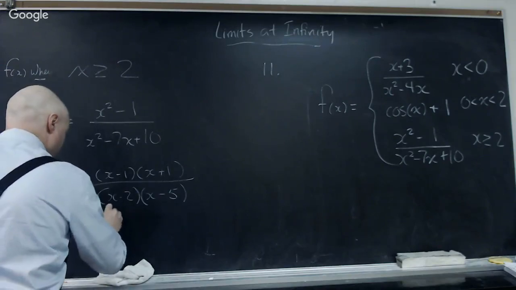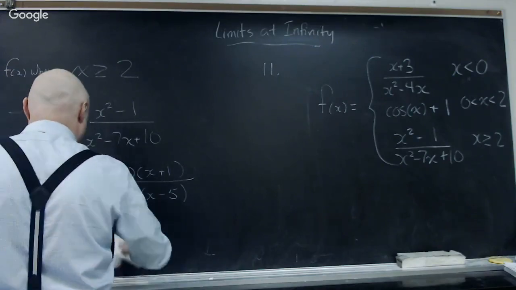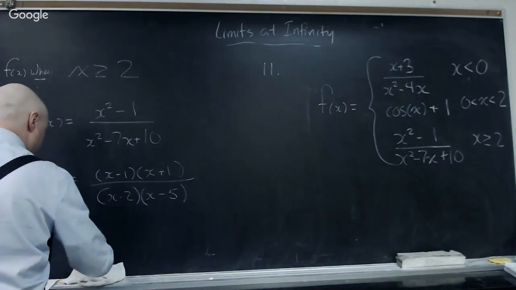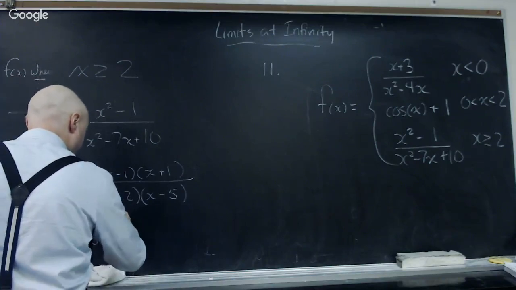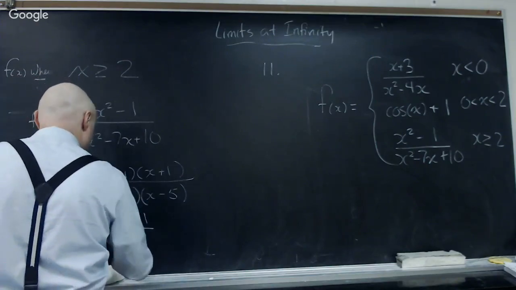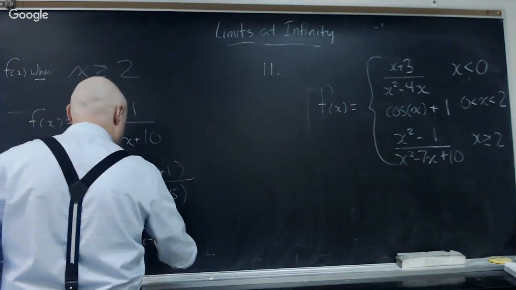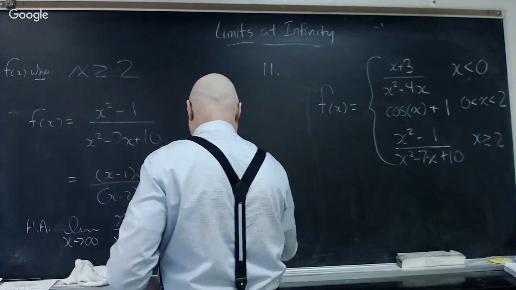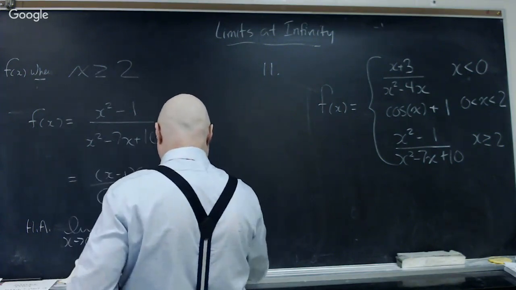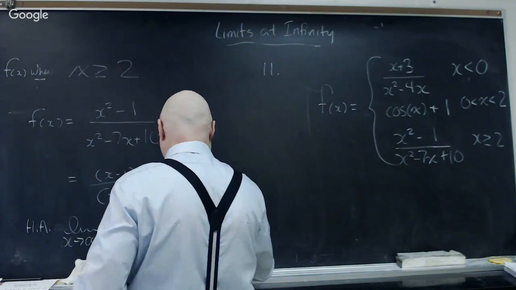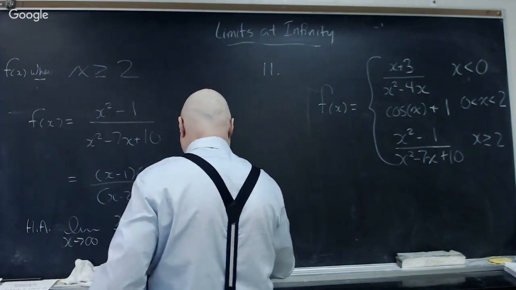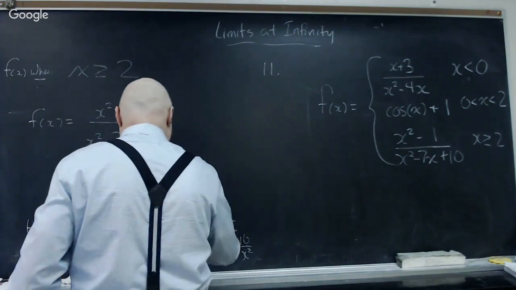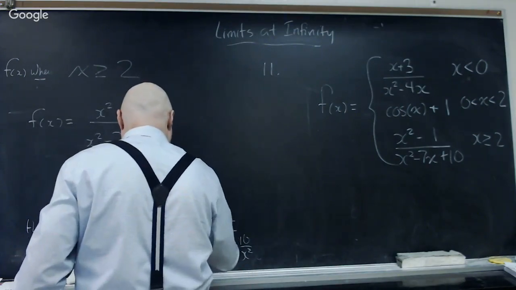So if I wanted to do this formally, I take the limit as x goes to positive infinity. I don't have to worry about negative infinity. x squared minus 1 over x squared minus 7x plus 10, which is the same as x squared over x squared minus 1 over x squared. So using that little trick we looked at yesterday. And of course I forgot to put my limit in here.